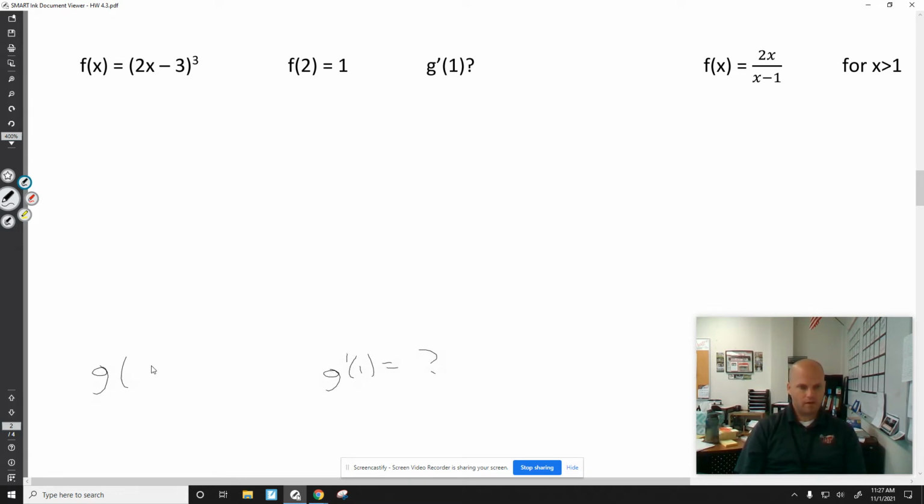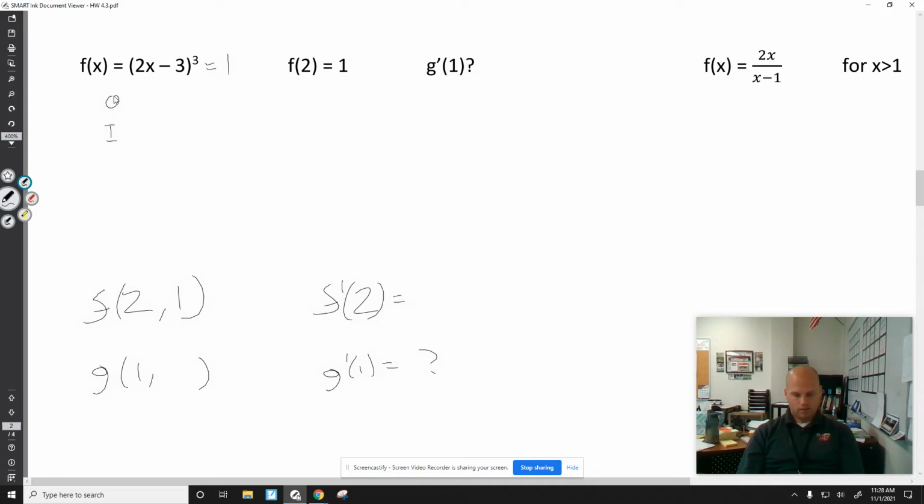Well, I don't have g, but I do have f. So that means I need to focus my attention on when f has a y coordinate of 1, and find the derivative of f at that x coordinate. Told f of 2 is 1. That's because this equals 1 when x is 2. That point has to work on the function. So 2 is what I found. F of 2 is 1.